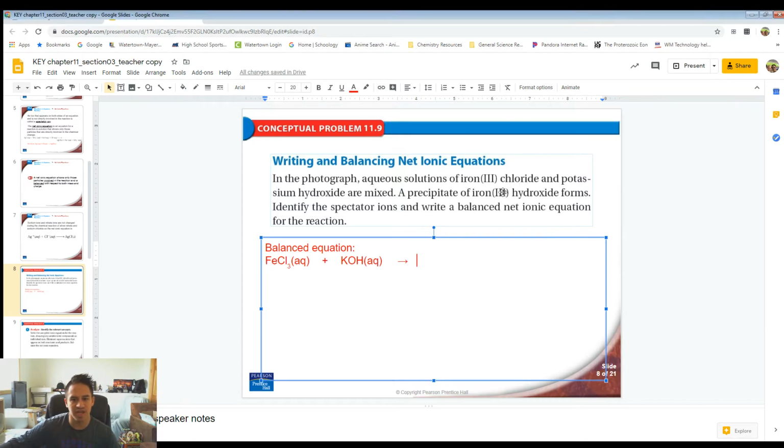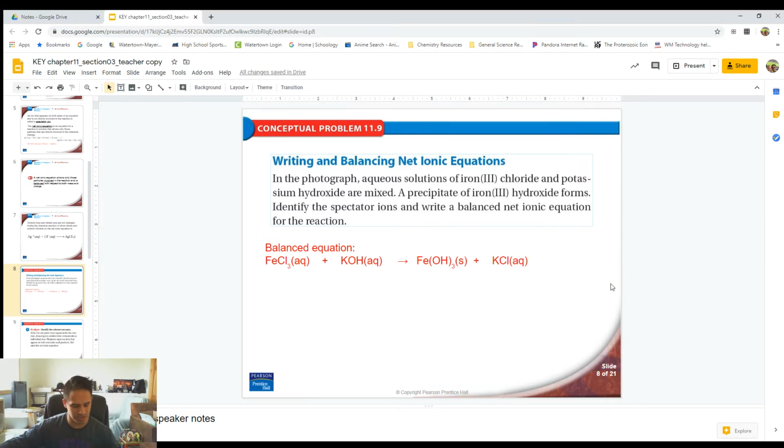We have a precipitate of iron 3 hydroxide forming. So iron 3 hydroxide is going to be Fe(OH)3, and it's going to be a solid because it says it's a precipitate. As for the other compound, this is going to be double replacement. So the iron is bonding with the hydroxide. That's what this product is, which means that the potassium is going to bond with the chlorine. So our other product is going to be KCl. I'm going to assume this is aqueous, but we'll go check this real quick just to make sure.